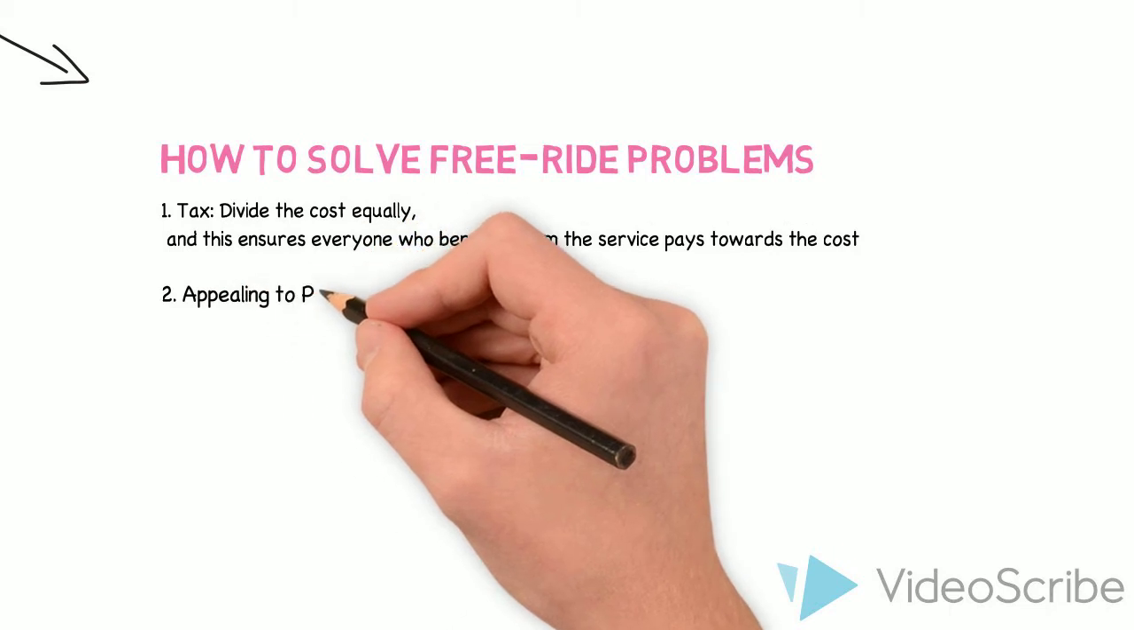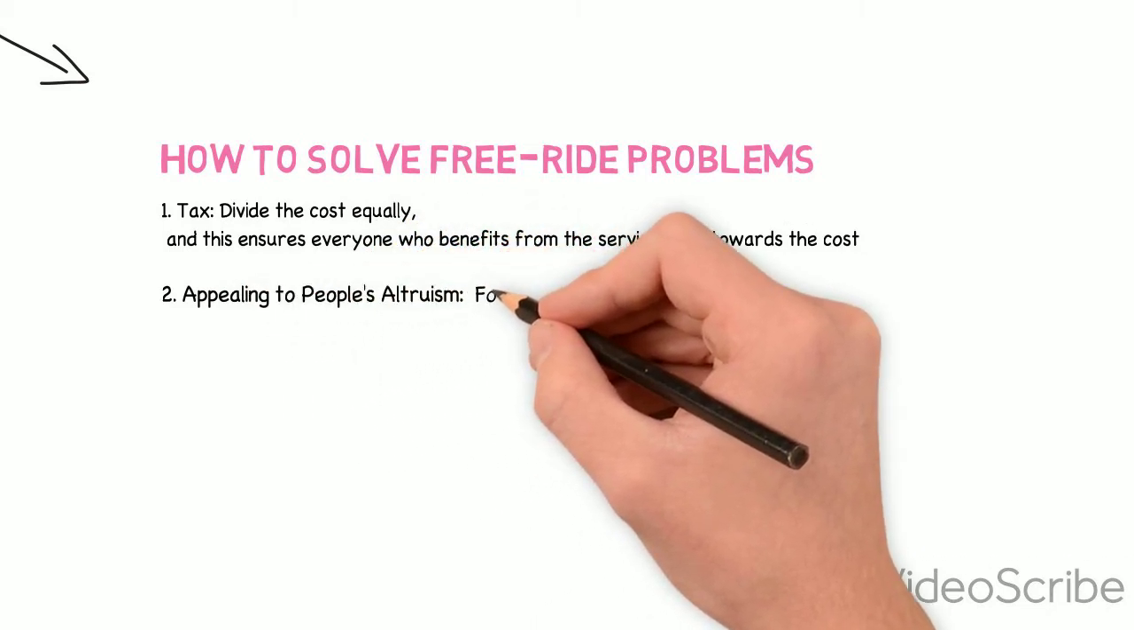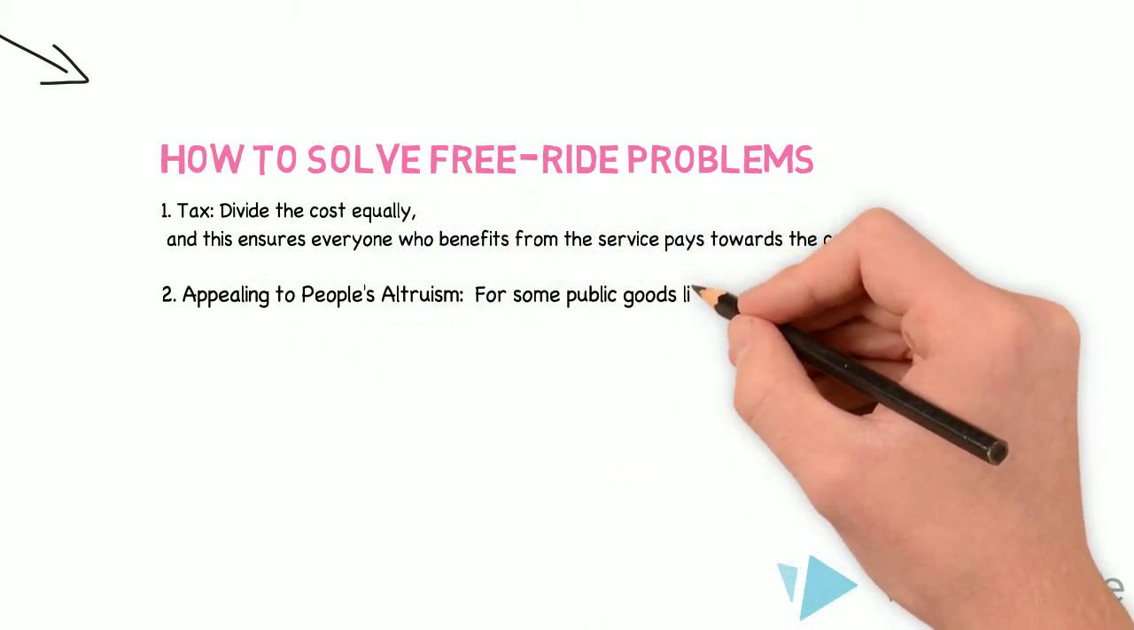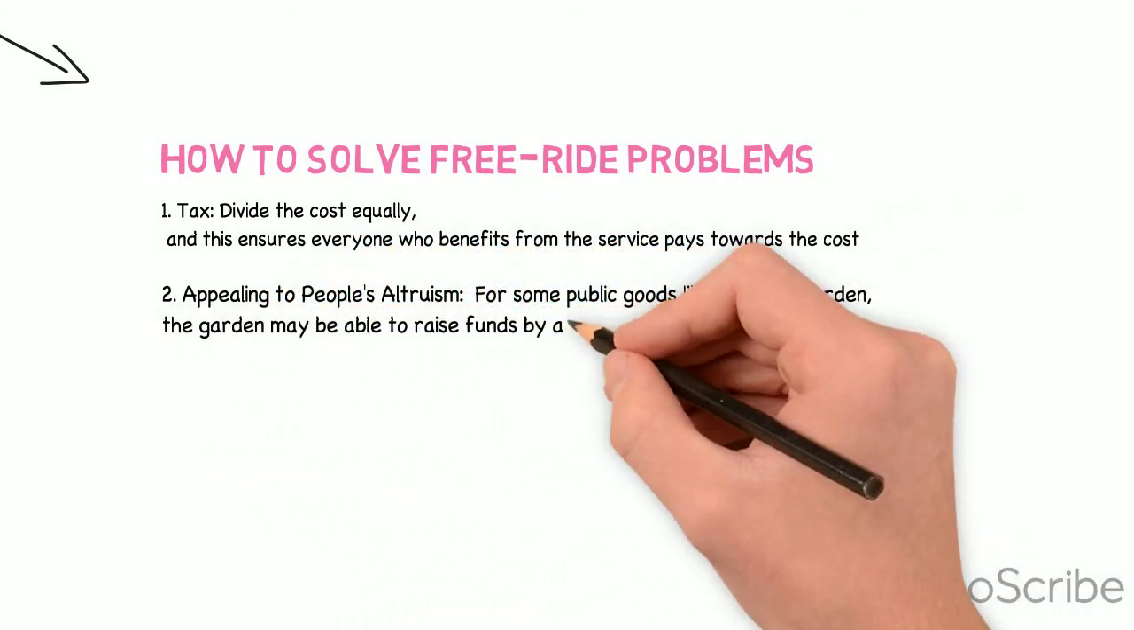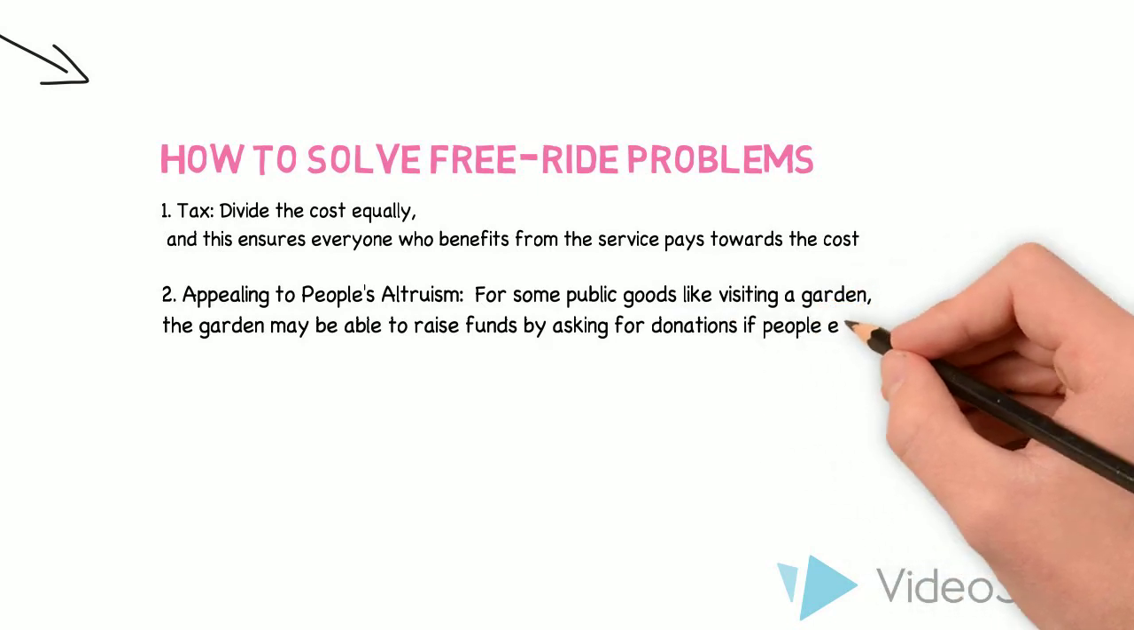Secondly, appealing to people's altruism. For some public goods like visiting a garden, the garden may be able to raise funds by asking for donations if people enjoy their visit.